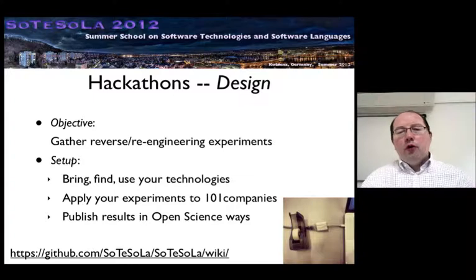So the hackathons are basically about gathering reverse re-engineering experiments. So we're going to apply all your technologies, all your favorite technologies.